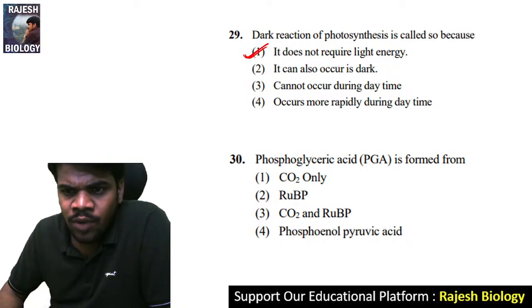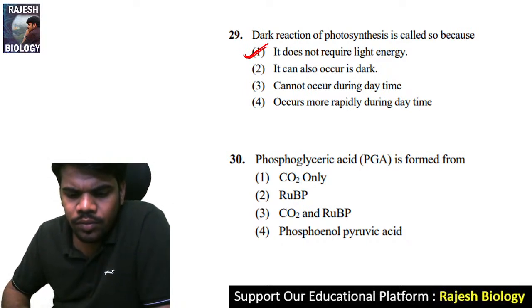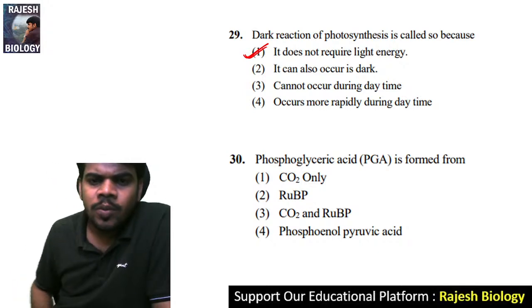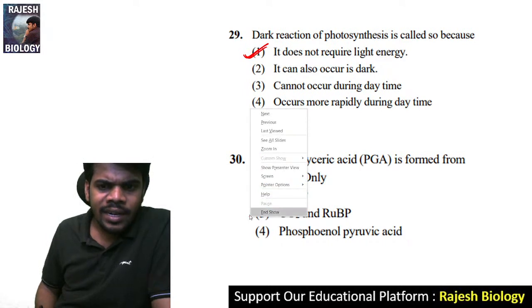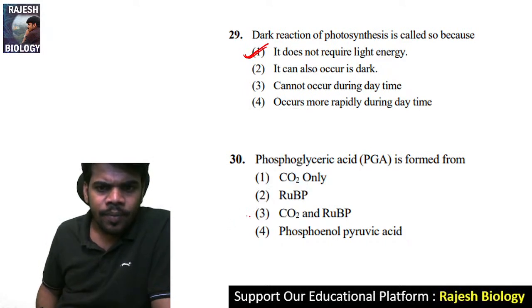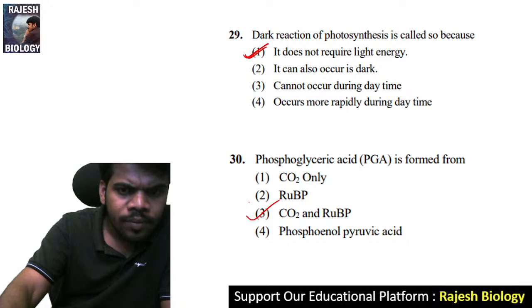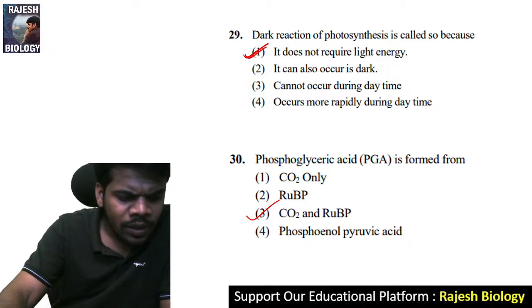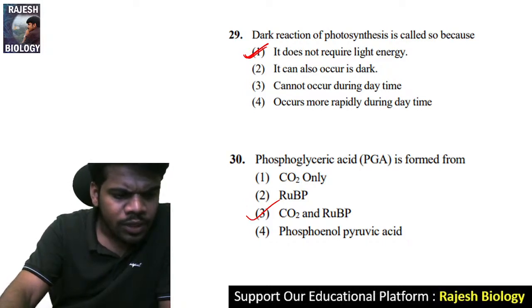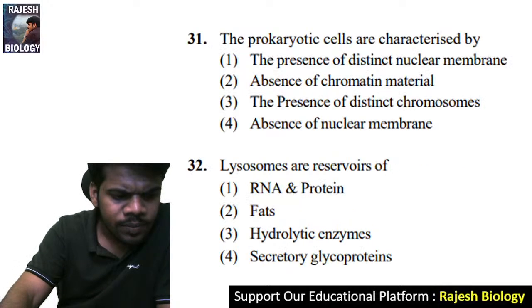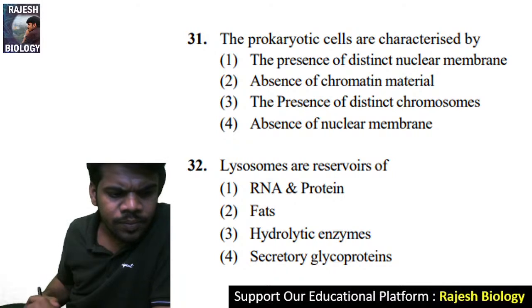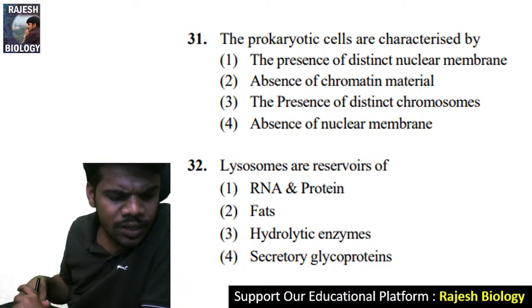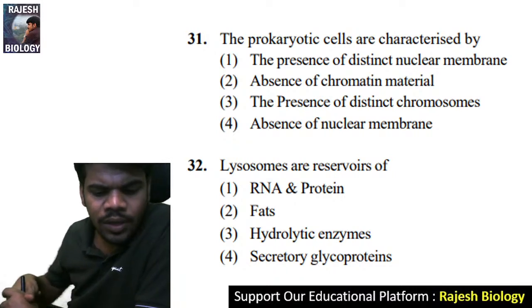Phosphoglyceric acid is formed from carbon dioxide and RUBP. Yes, correct, Saujanya. Chinnu also right. Come to the 31st question. Yes, Jnaneshwari right. 31st question.